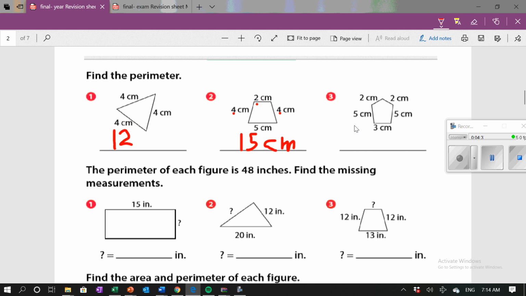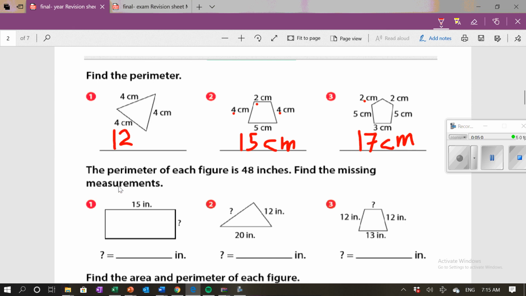Here it is, number 3. Here is a pentagon. I have to find friendly numbers. Here I have 2 and 2. Double of 2 is 4. 5 and 5. Double of 5 is 10. 4 and 10 is 14. 14 plus 3, it will be 17 centimeters.